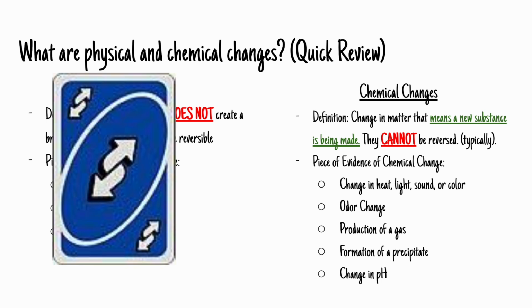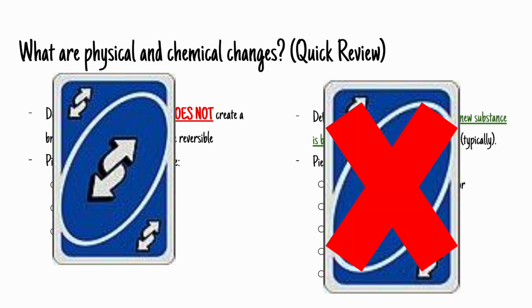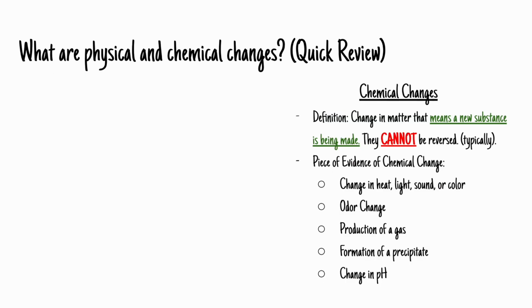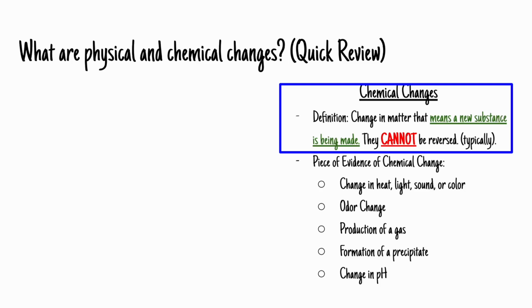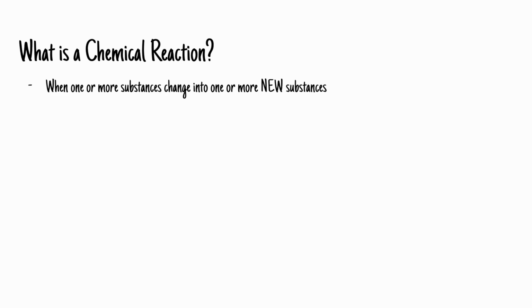Physical changes are reversible. You can throw that Uno reverse card on them. Chemical changes are not reversible, meaning you cannot throw that Uno reverse card on them. So, a chemical change is a change in matter that means a brand new substance is being made. I'm highlighting this because this is actually kind of what a chemical reaction is. So, what is a chemical reaction? A chemical reaction is when one or more substances change into one or more new substances.